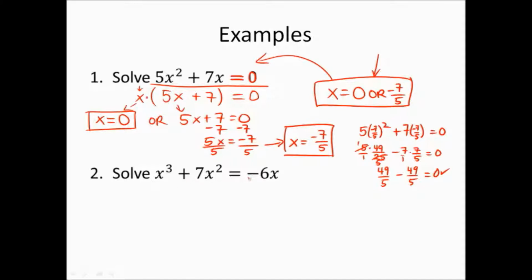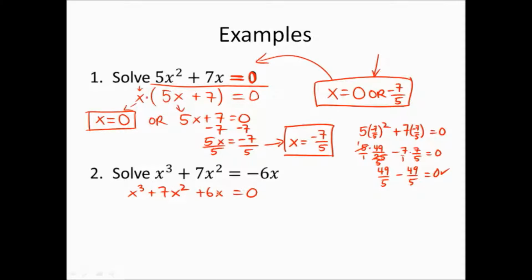Let's check the next one. We need to make sure that we have this property of equaling to 0, because that's the only way we can split it up into smaller pieces using the 0 property. So let's get everything on one side with decreasing exponential order. So x cubed plus 7x squared, we're going to add 6x to both sides equals 0. And notice we want decreasing exponential order, and we have that.